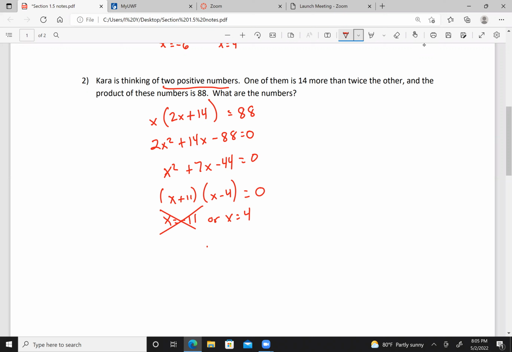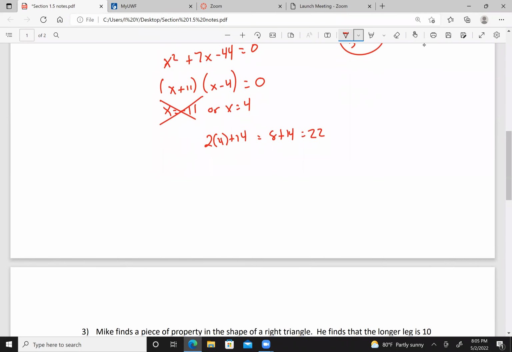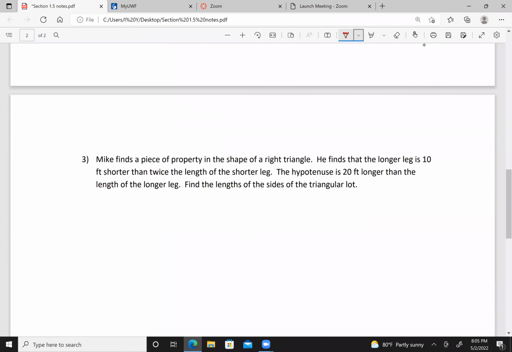The other one is 2 times 4 plus 14, which is 8 plus 14, which is 22. So my numbers are 4 and 22, which when you multiply them together, you get 88. Have to be careful with these. It's easy to get lost.